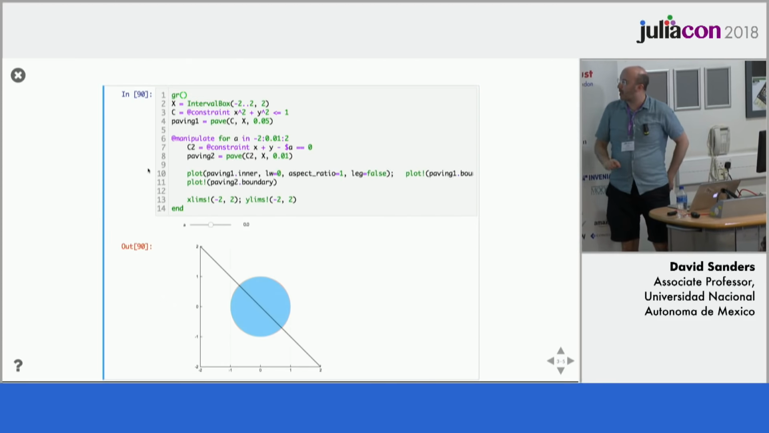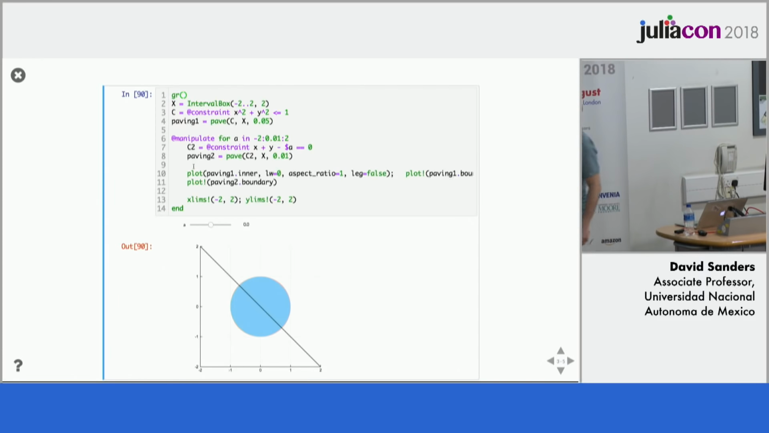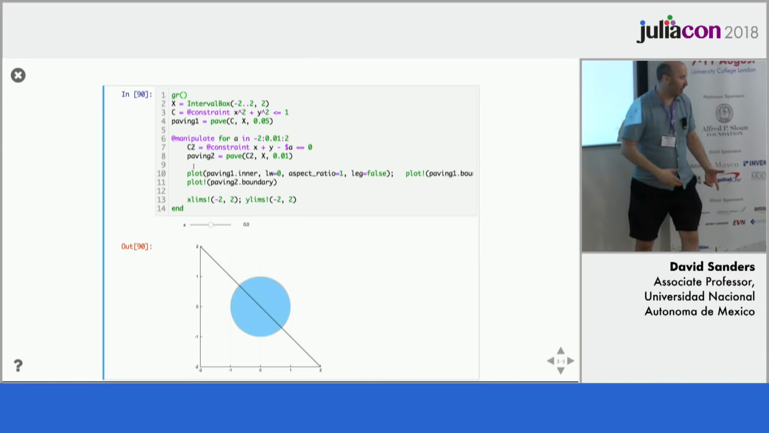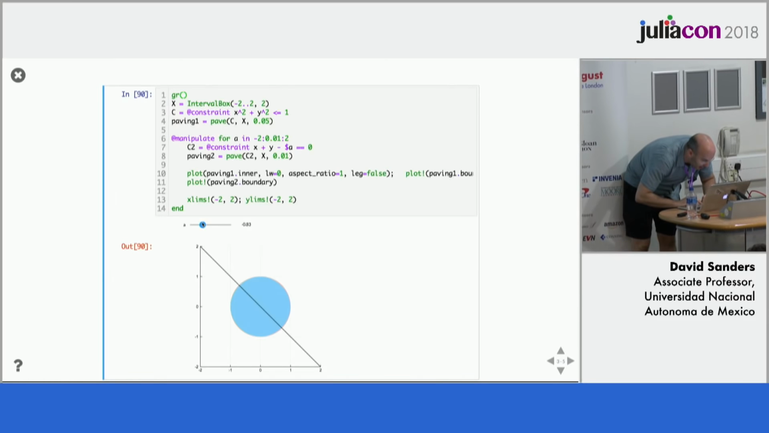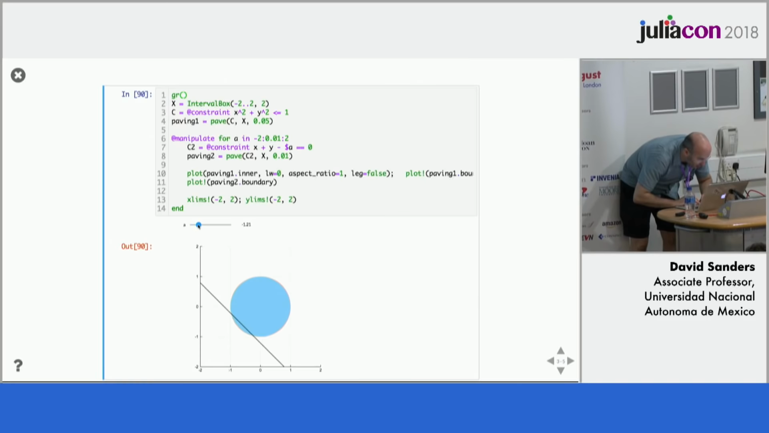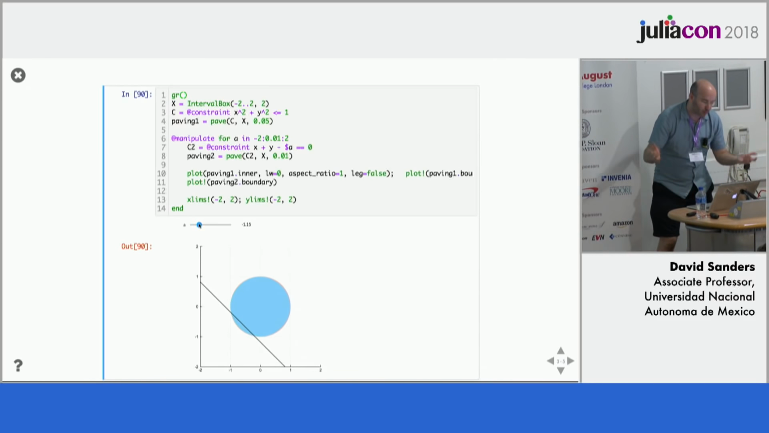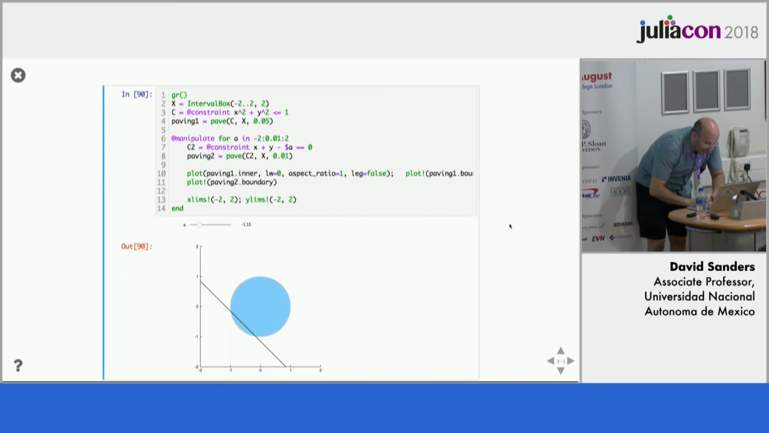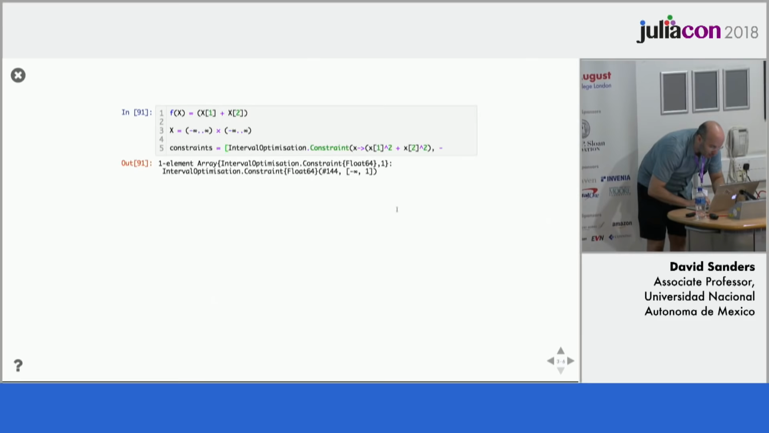x squared plus y squared less than or equal to 1 means I have to be inside the disk, and I'm drawing the straight line x plus y equals a constant a, and I'm changing the value of a. So we can see that the minimum value of a that's possible is over here. It's minus 1.4, minus the square root of 2, and we can now do that with our package.